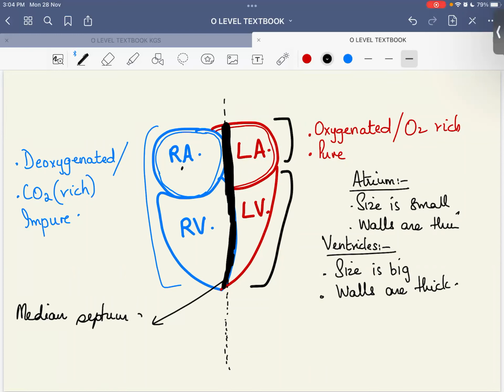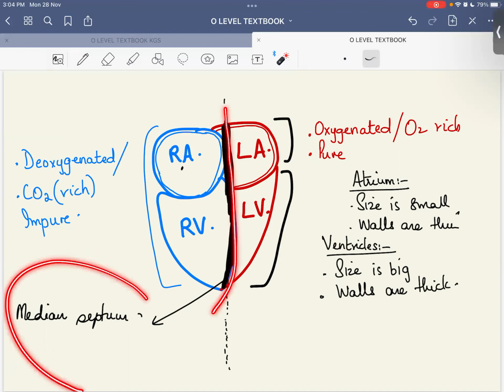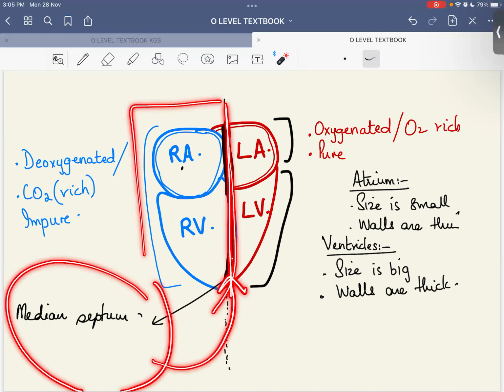Or let's do it this way. Here you can see the heart, and the heart is divided into the right side and the left side. I have drawn its boundary in black in the middle, and this boundary is known as the median septum. Your O-level syllabus requires you to know about the median septum. Okay, so that is your median septum. It separates the entire right side of the heart from the left side.